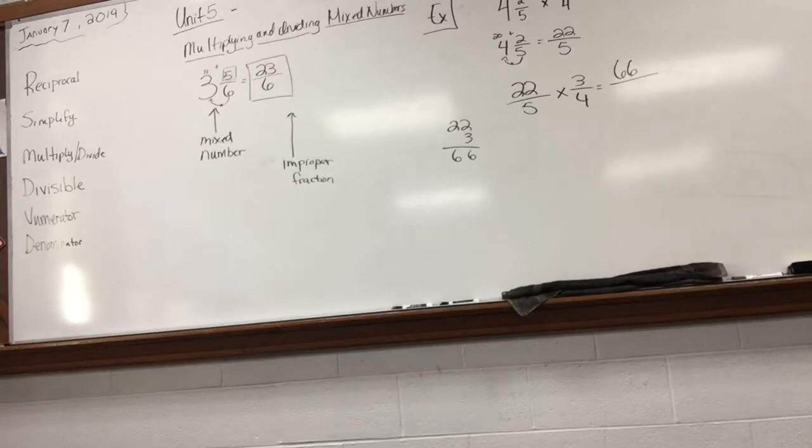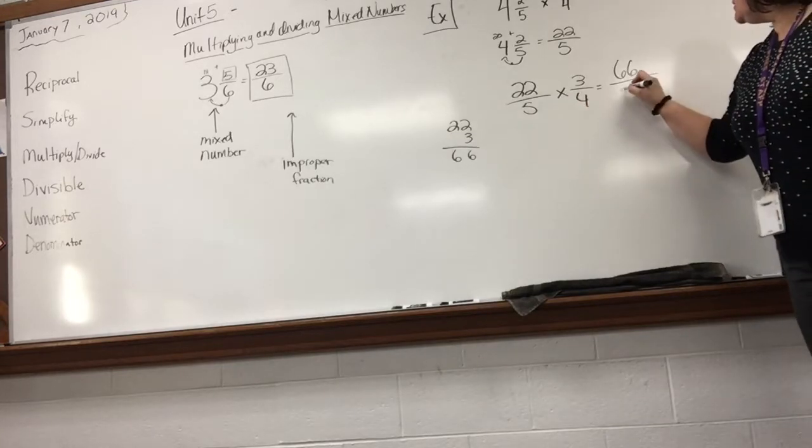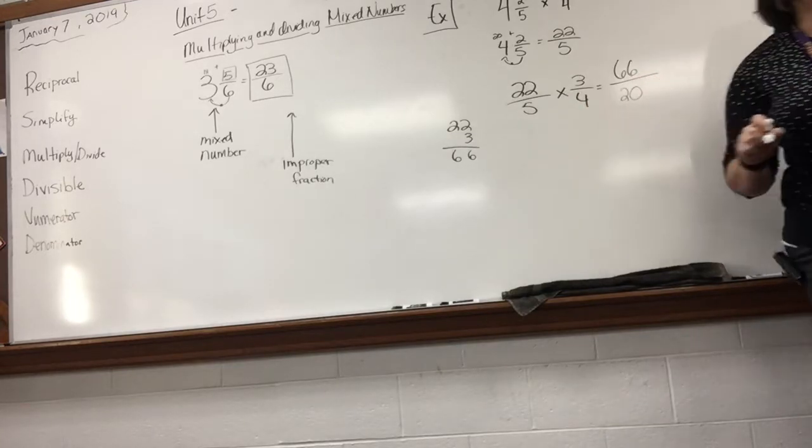Okay? What's our next step, Renee? Multiply the denominators. Nicely done. Multiply the denominator. 5 times 4 gives us 20. Are we done?